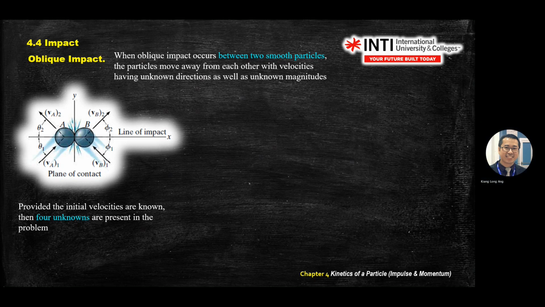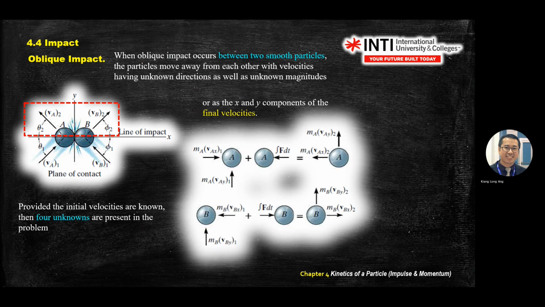So here you have VA1 normally you know, VB1 normally you know, angle 1 also you know, but you don't know the velocity after for A and the angle after it meets. Same with B. You have 4 unknowns. You have 4 unknowns.